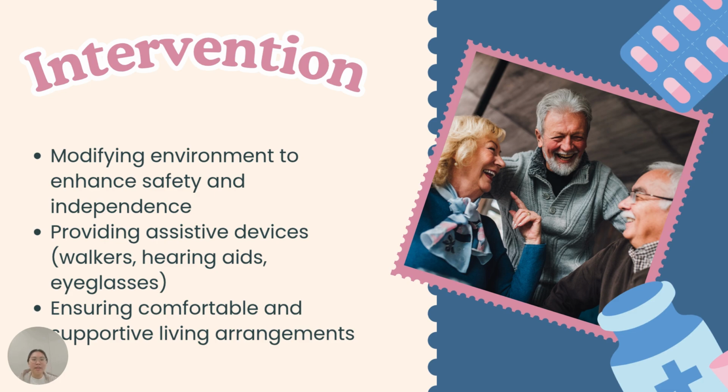Some interventions could be modifying the environment, a.k.a. the home, to enhance safety and independence, also providing assistive devices like walkers, hearing aids, and eyeglasses, and ensuring comfortable, supportive living arrangements, like the sofa and the bed arranged so that they can easily go to sleep or go to the toilet as fast as possible when they want to, and the kitchen is good enough for them to use, and things like that.